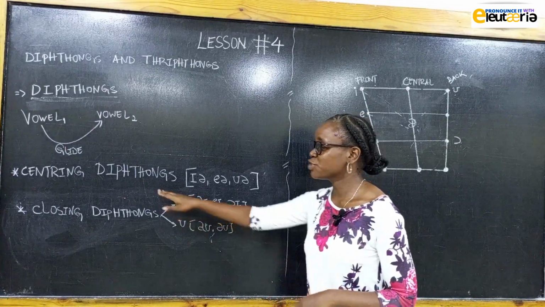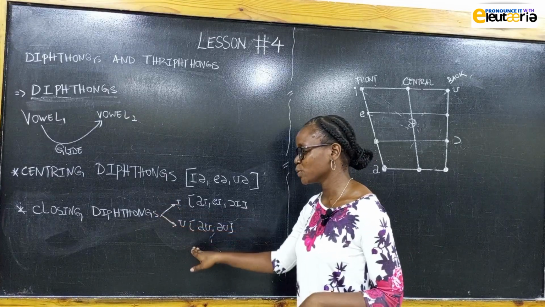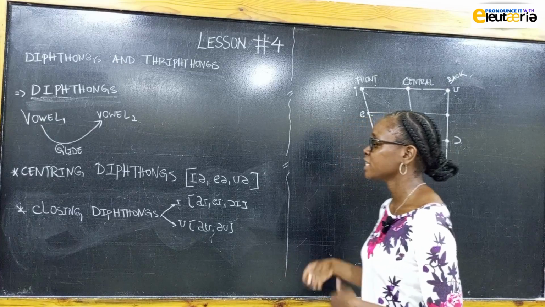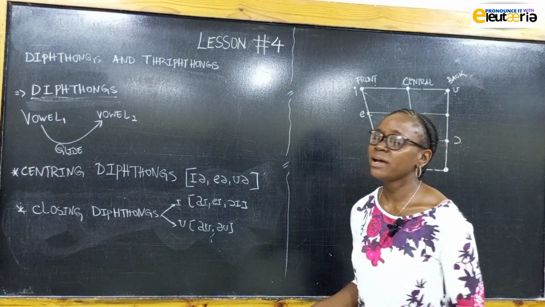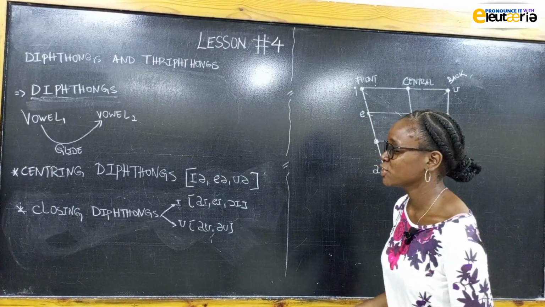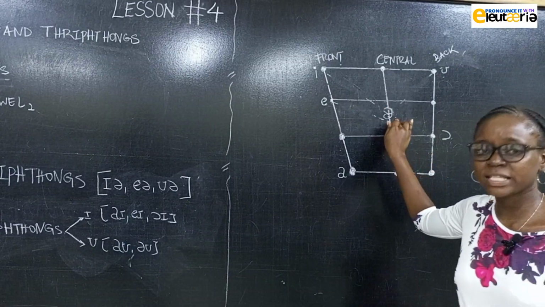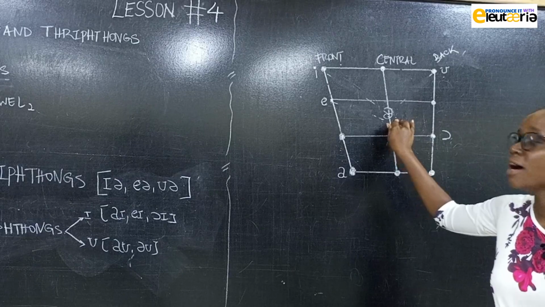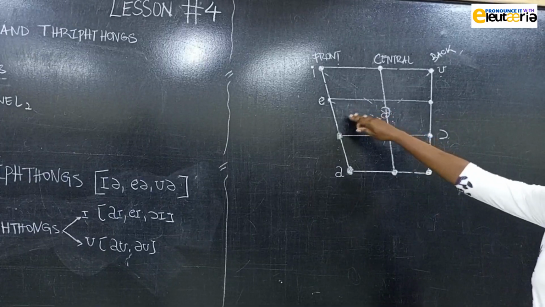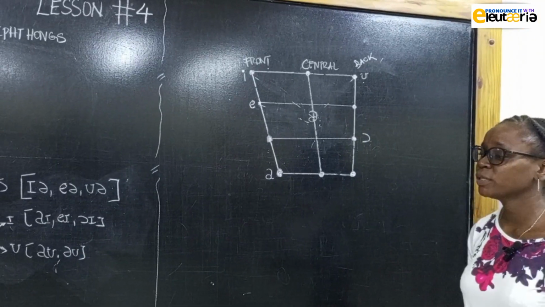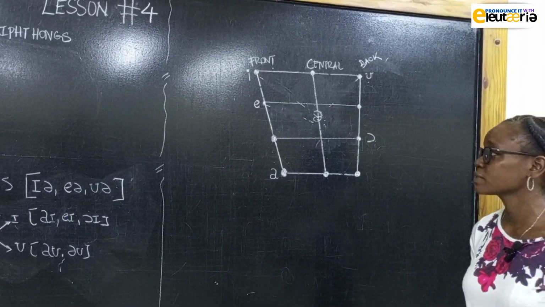So we have two types of diphthongs. We have centering diphthongs and closing diphthongs. We say that a diphthong is centering when a vowel glides to the center. In the center, we find the vowel schwa. So when a vowel glides to the center and then they form a sound, we call it a centering diphthong.